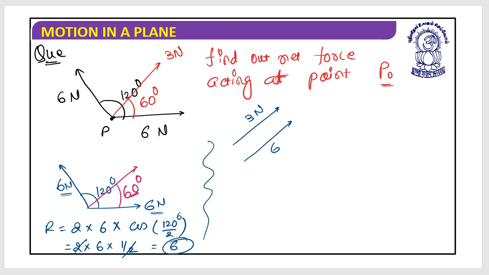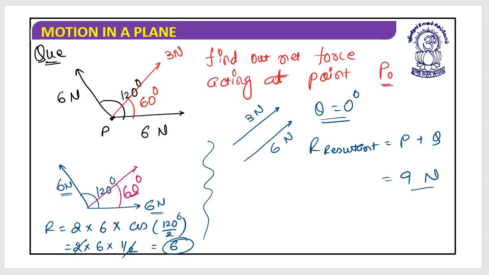So if I observe this carefully, between these two, theta is 0, and if theta is 0, the resultant R would be equal to P plus Q. It's 3 Newton plus 6 Newton. That would be a total 9 Newton of force acting at a particular point P. So is it clear? Are you sure? Can it be done? Okay. So let's move to the next.